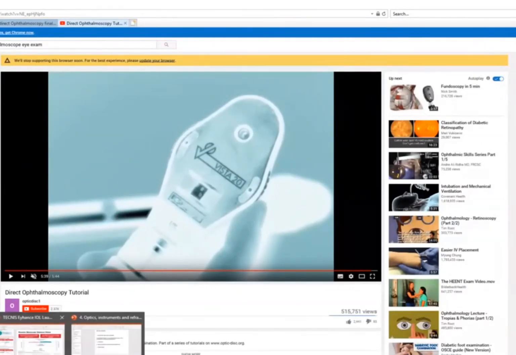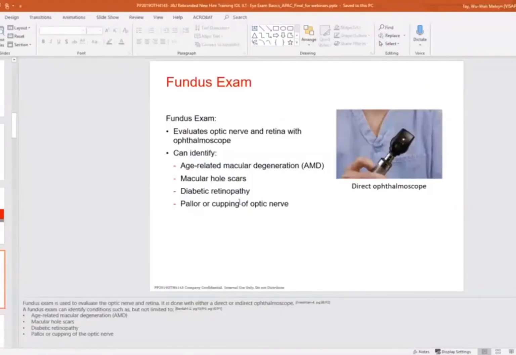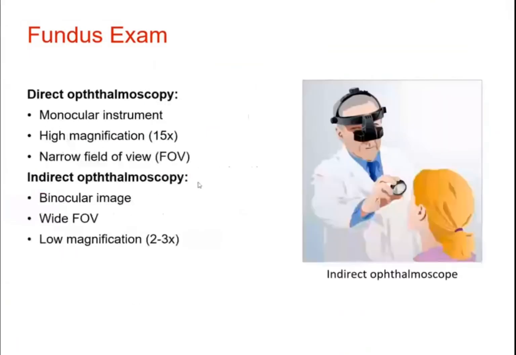The other way to examine the fundus is using an indirect ophthalmoscope, right? An indirect ophthalmoscope looks very different. There's a pair of binoculars, and then there's also a high magnification lens that the surgeon is holding, right? With these two instruments, the surgeon is able to look into the back of the eye.